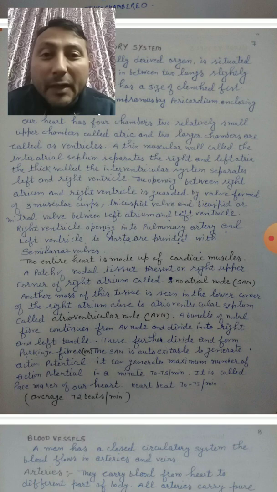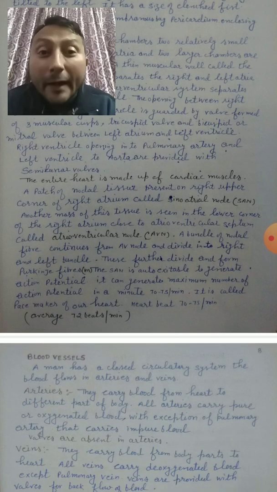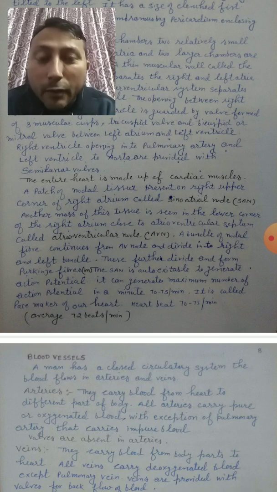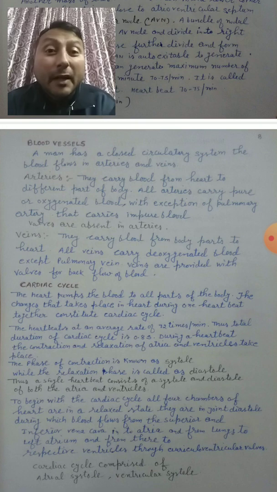The entire heart is made up of cardiac muscles, and we know the property of cardiac muscles, they never fatigue. Then we have the SA node, which transfers the impulse, the action potential, to the AV node, then to the bundle of His and the Purkinje fibers, and this is how it helps in the rhythmic contraction and relaxation of the heart. Our heart beats approximately 70 to 75 times per minute, and on average we say it is 72 beats per minute. Then we talk about blood vessels.